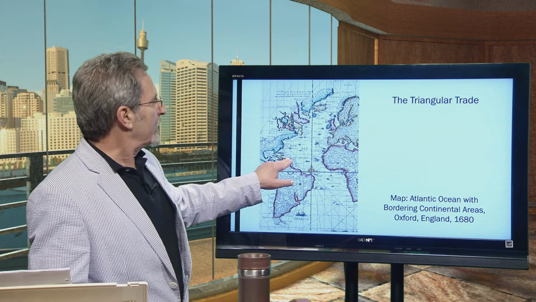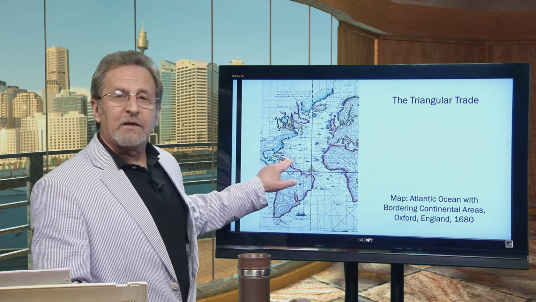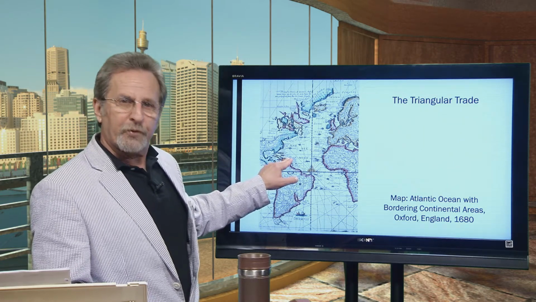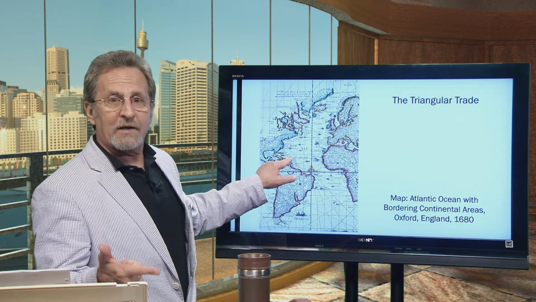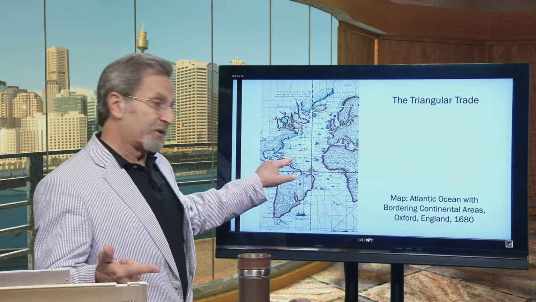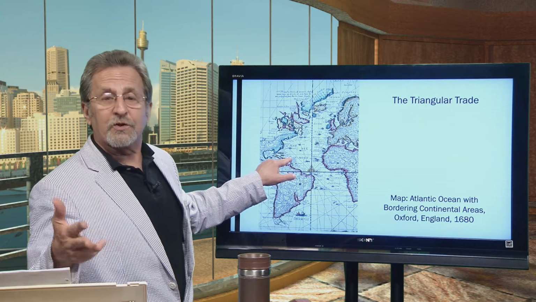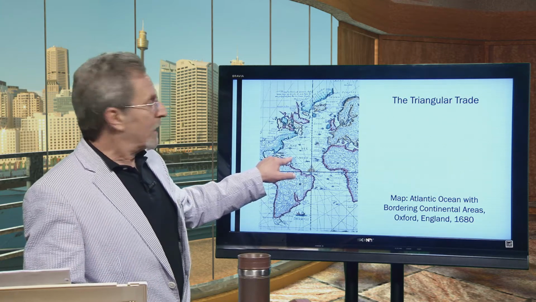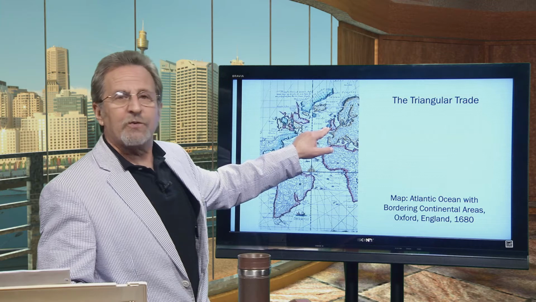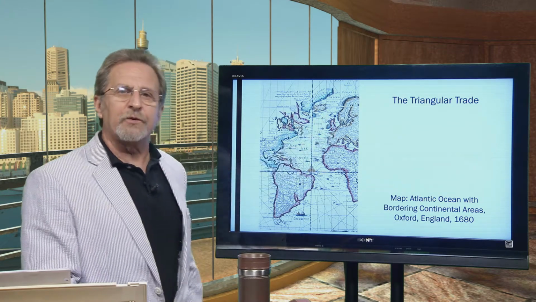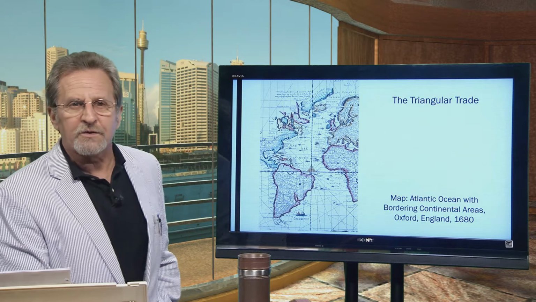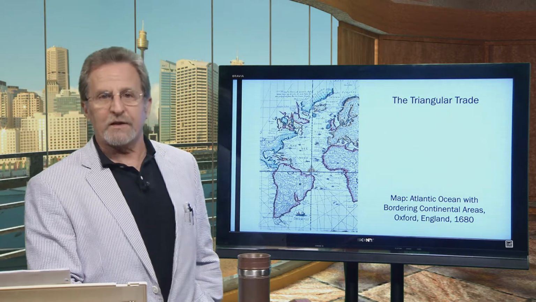And then from the Americas, the product of previous slaves, sugar, cotton, in Brazil, coffee and sugar, then brought back to England, and from England, those slave-produced commodities are sold in England and in Europe as a whole.